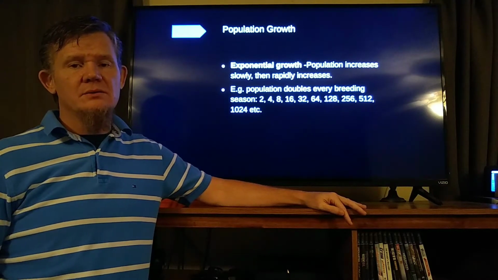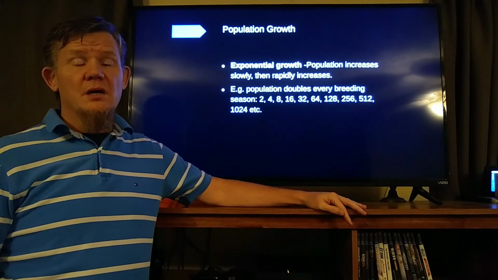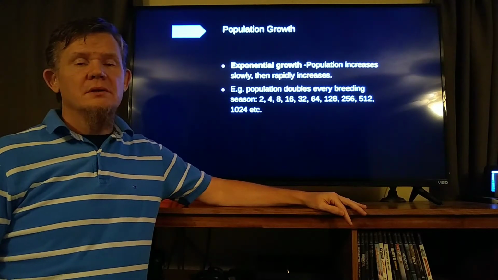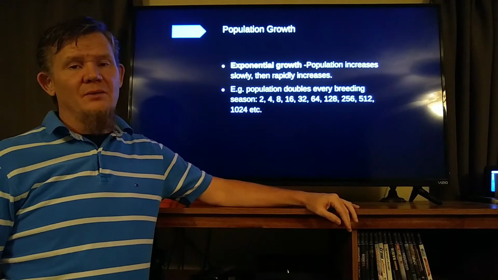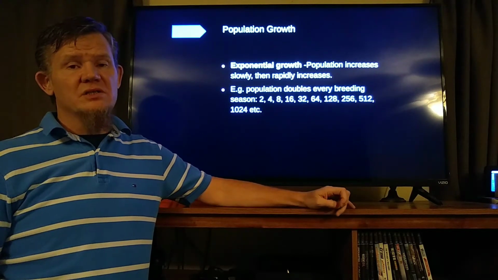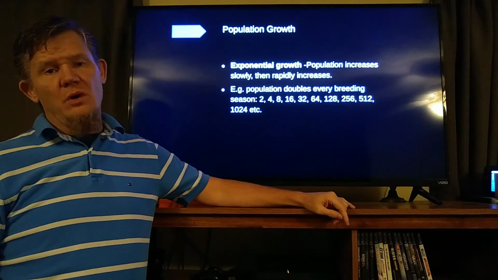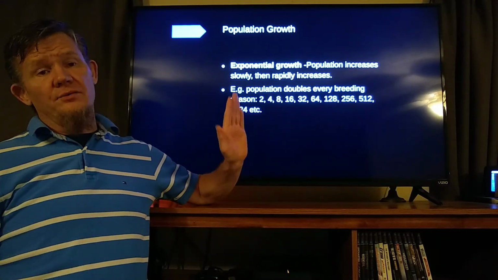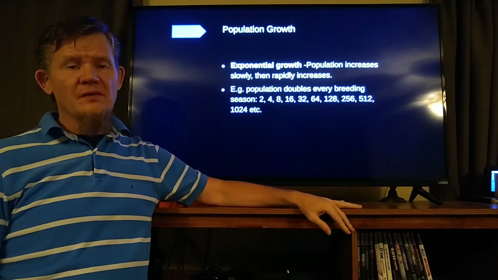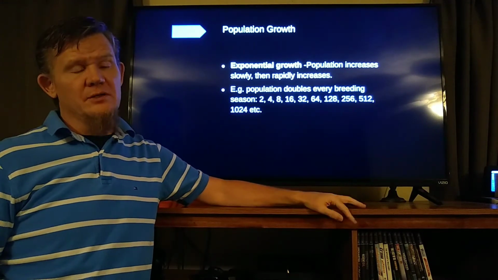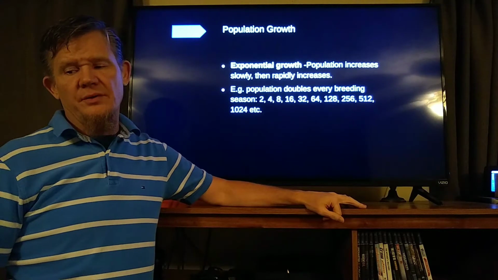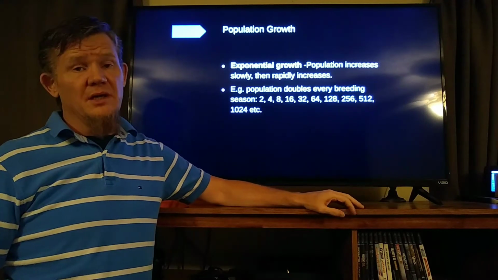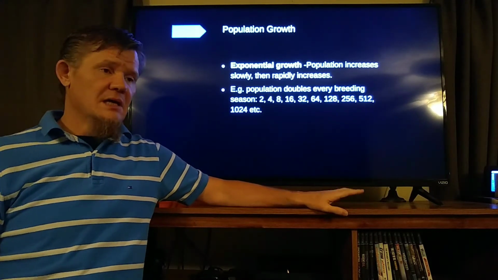Welcome back to Chapter 36, Population Ecology. We're talking about the two different methods of growth, two different curves that we see of growth. The first one was logistical growth, and that's where once a population reaches close to that carrying capacity, the growth slows. The other growth curve is exponential growth. Exponential growth is where the population increases slowly at the beginning and then increases very rapidly.